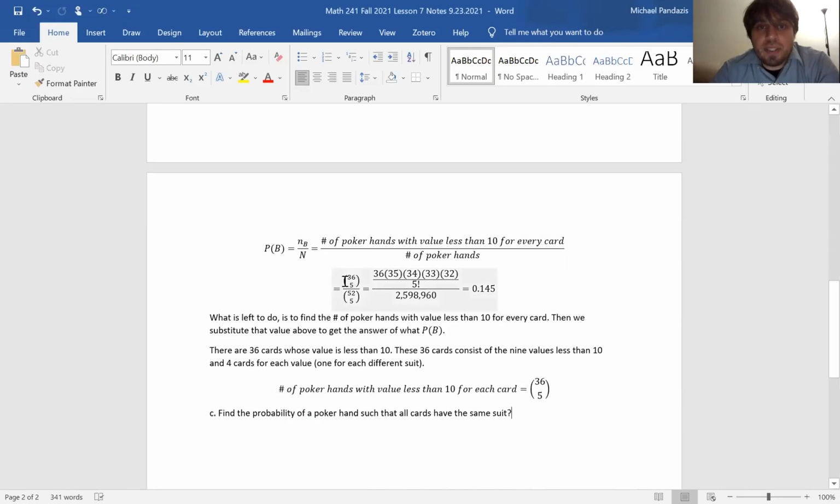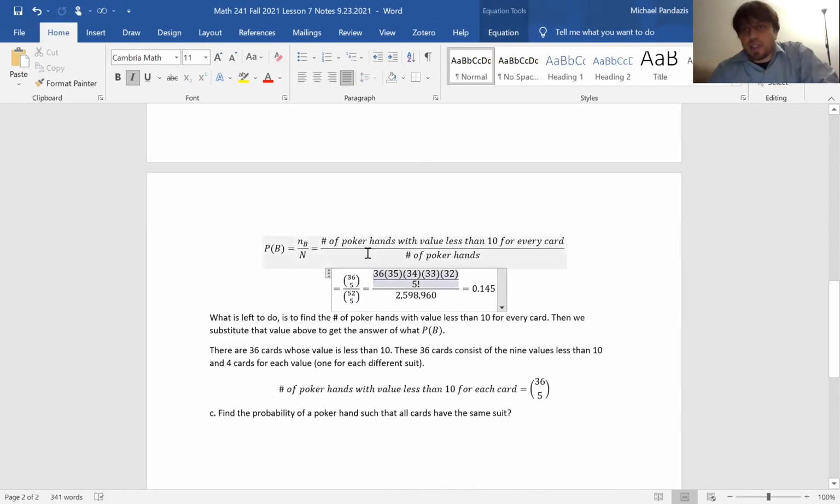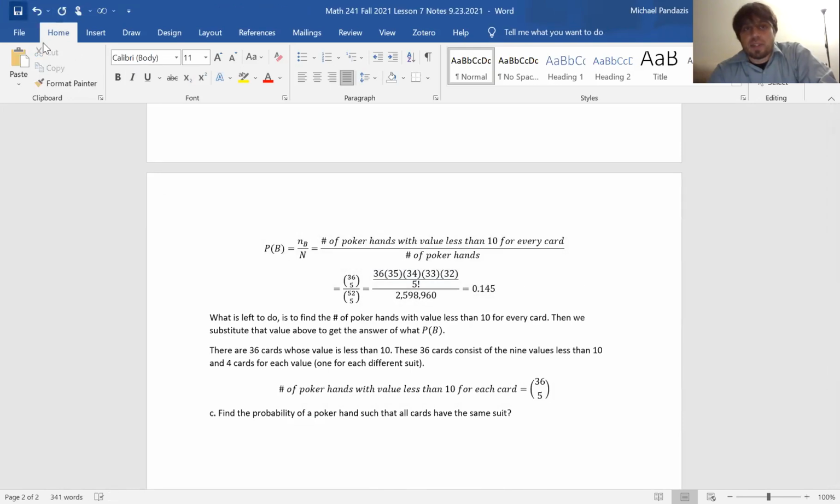You mean, can you leave it as this fraction? You can leave it as a simplified fraction, but I don't want this as your answer. I want you to do the calculation and get that number, the final answer. So don't leave it as this, but if you want to calculate this and then put it in reduced form, that's good too.